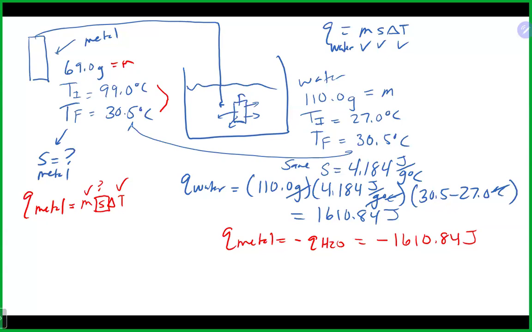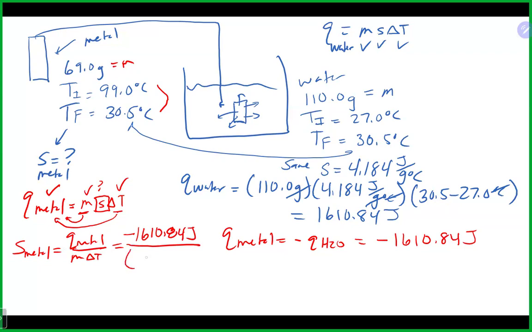So how does that help us with our calculation? Well, I now know my Q of the metal by using water's relationship there. And now I could solve for S. So I'm going to take both of these and divide to the other side. And that will give me that the specific heat of the metal will equal Q of the metal divided by m delta T. I'm going to put my numbers in. My Q is going to be negative 1610.84 joules. My mass of my metal is going to be 69 grams.